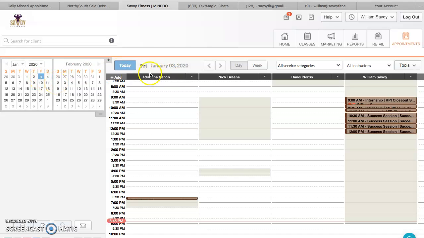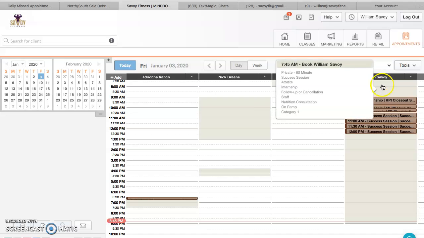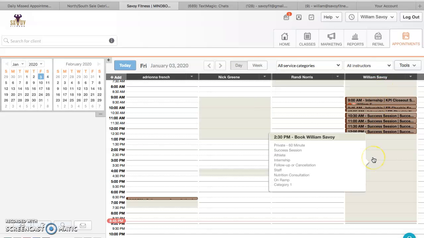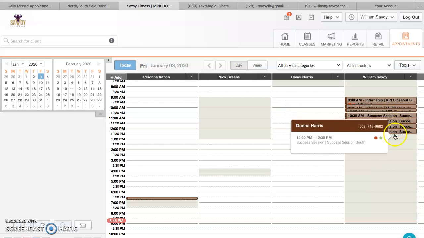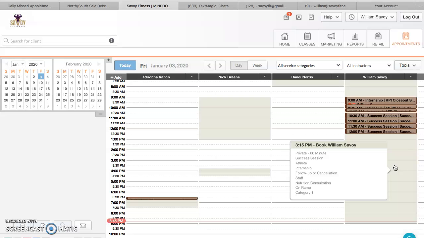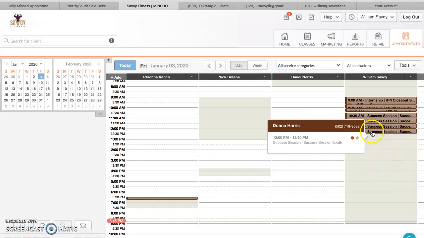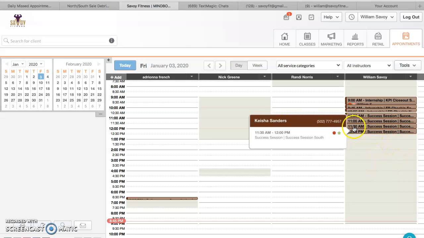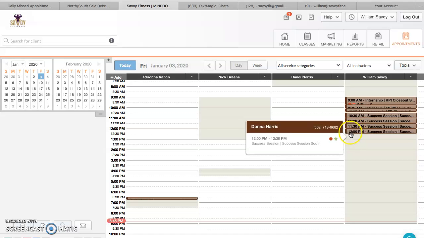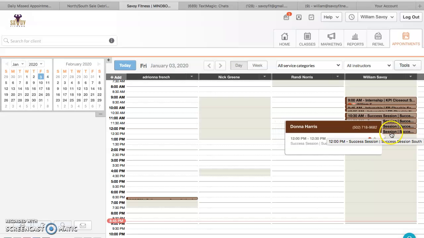So when you see this, Adriana, Nick, Randy, William, most of this stuff is preset just from the years, but you want to identify your salesman. So if I'm trying to see who had appointments the day before, I'm probably going to tally it up on a sheet of paper. Basically what you're looking for is, it's going to disappear if I let it go, but it's going to say success session.